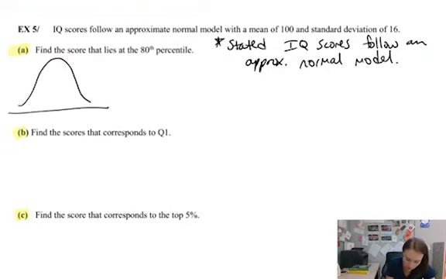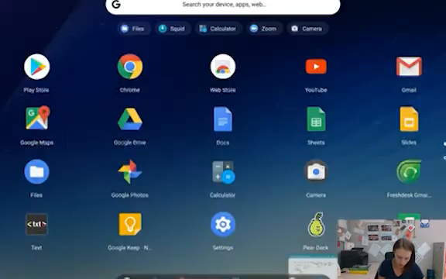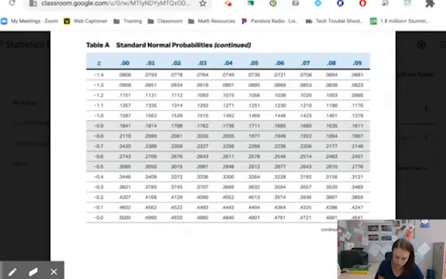So just to visualize what that means, 80% at or below. I want 80% at or below, and I want to figure out what IQ score that is. The first thing we're going to do is take that 80% and find the z-score that corresponds to that value. So I want to go to my z-table, and I know it's going to be a positive z-score because 80% is more than 50%, so I'm above my mean.